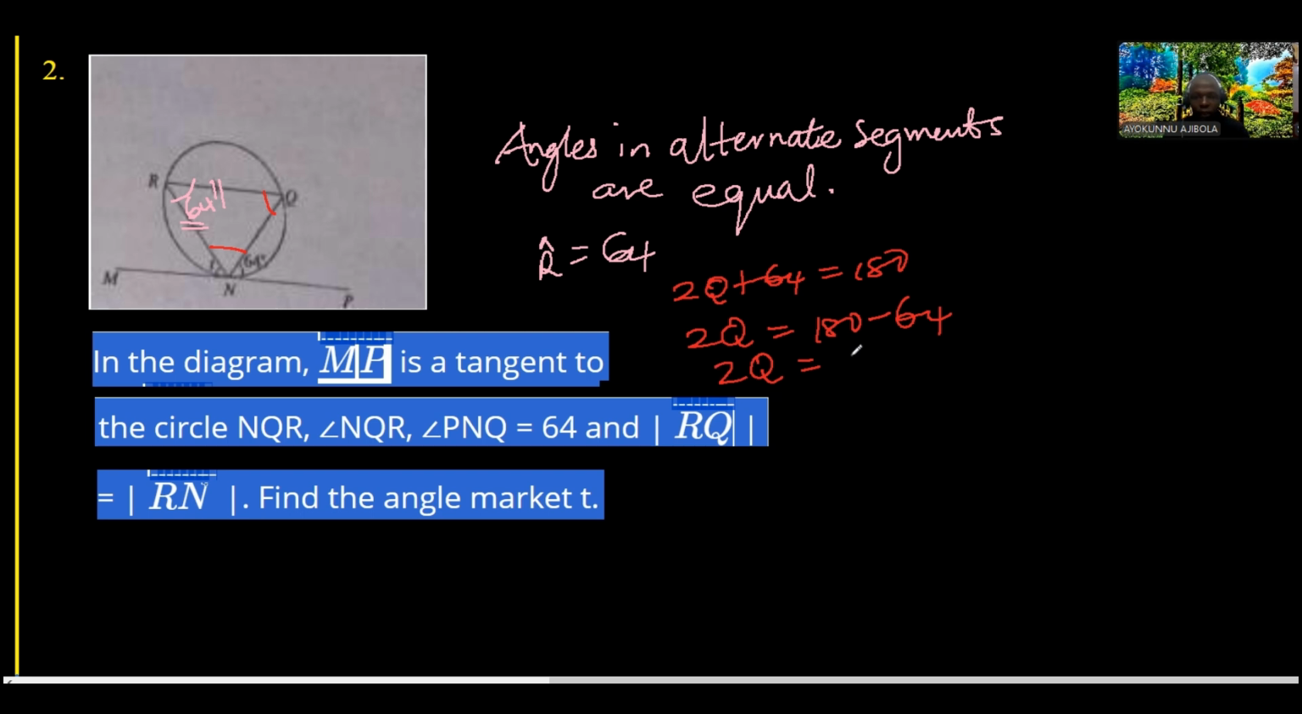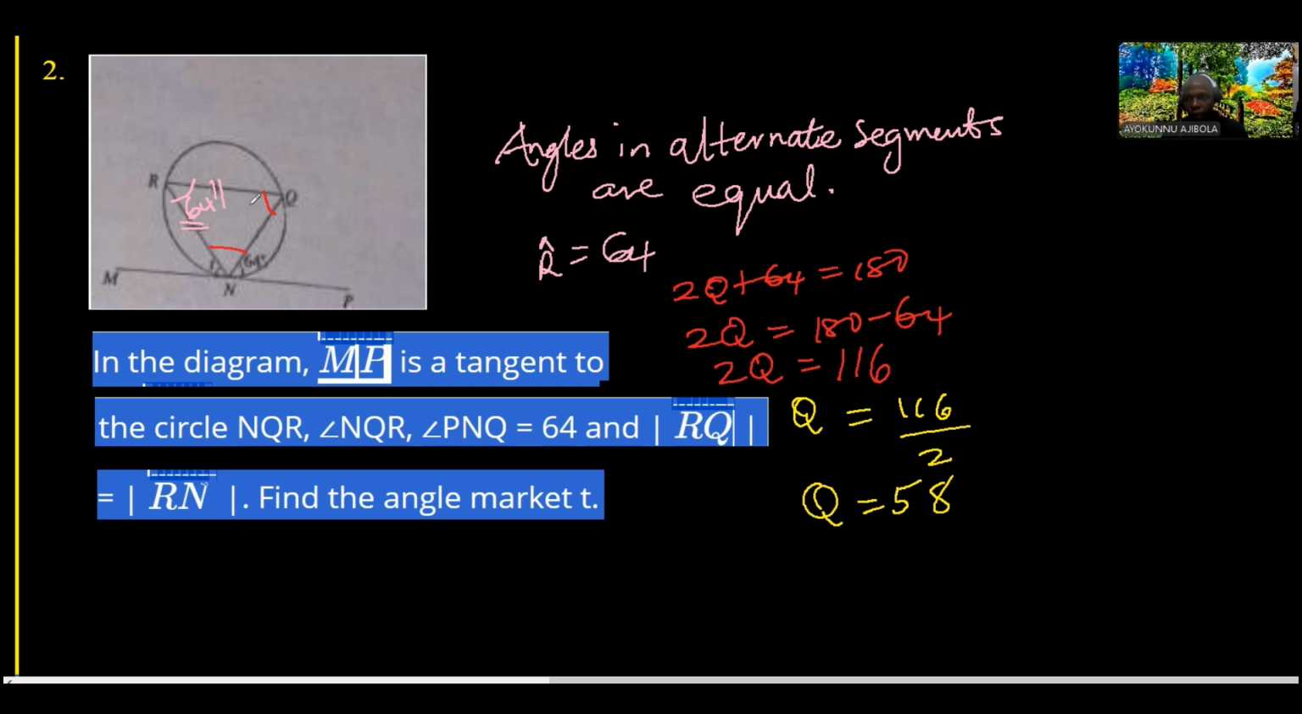180 minus 60 is 120. So remove 4 from 120, you have 116. Okay. Then angle Q will be 116 over 2, which is 58. Okay.